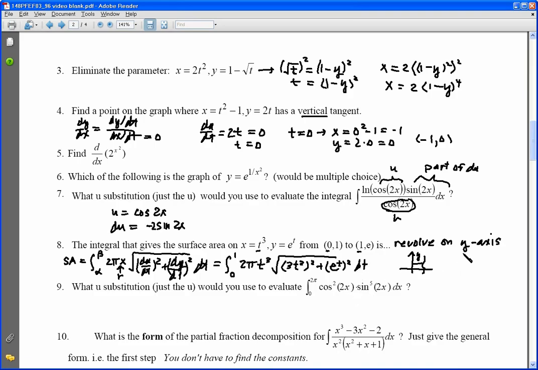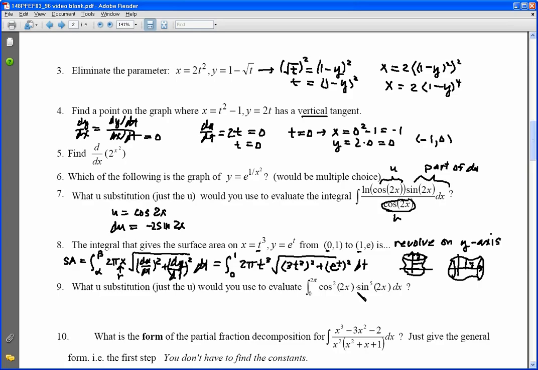And then the only difference if you were revolving around the x-axis is this would be 2 pi y, because if you're revolving around the x-axis, then you'd have some graph like this, and your radius would be a y as you're revolving this guy around here, like this. So your radius is a y, whereas here your radius is an x value.